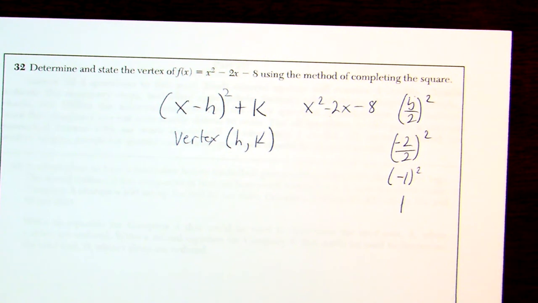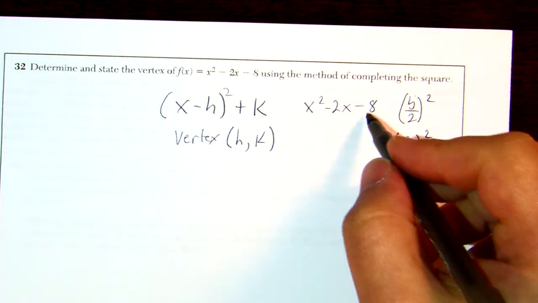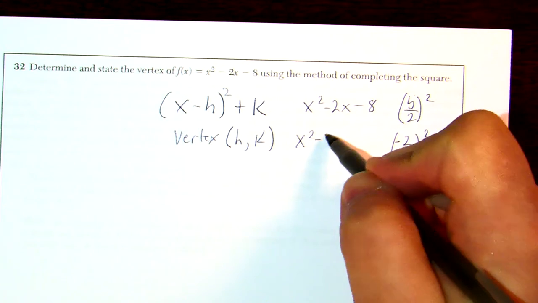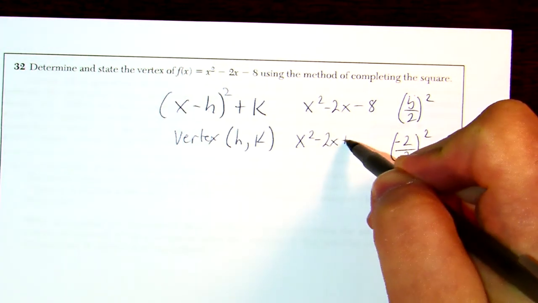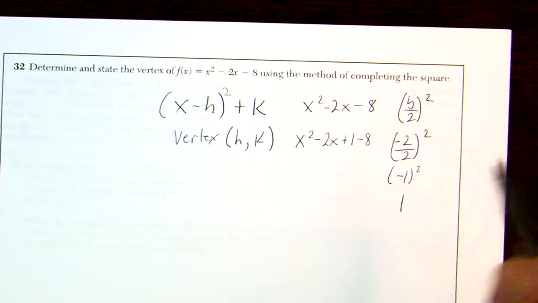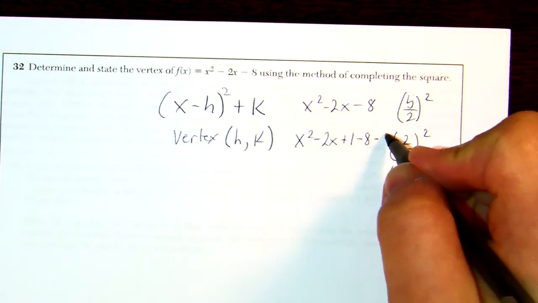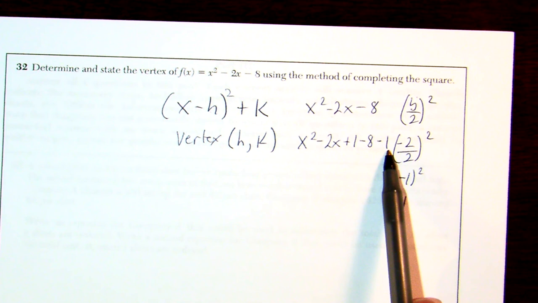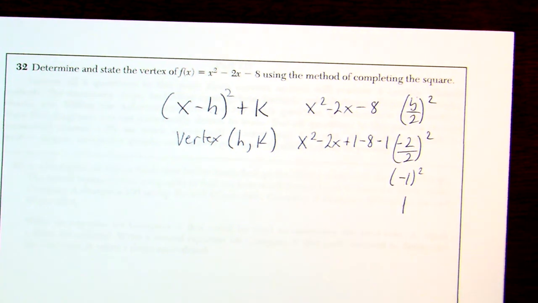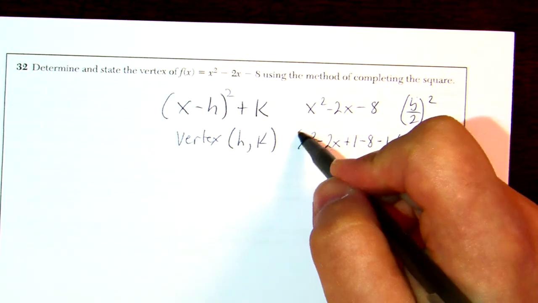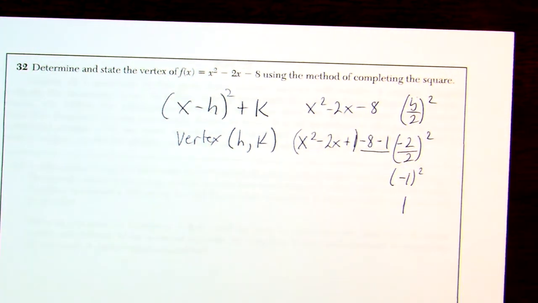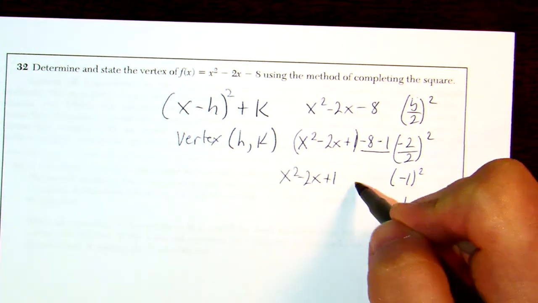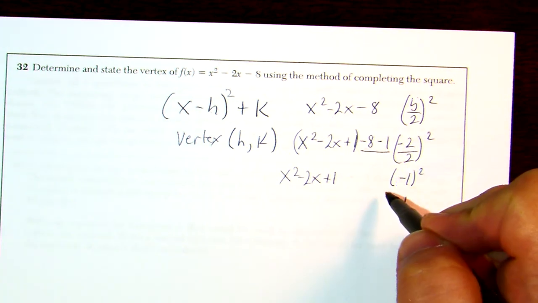Okay, by doing that, I can now go ahead and add it to the quadratic here. x squared minus 2x plus 1 minus 8, but because I added a +1, I have to do the opposite. Because if I add 1 and take away 1, I'm back to the original. So if I add the 1 there, I got to subtract it as well. So when I do that, I'm left with x squared minus 2x plus 1, and then we got the -8 minus 1, which is a -9.